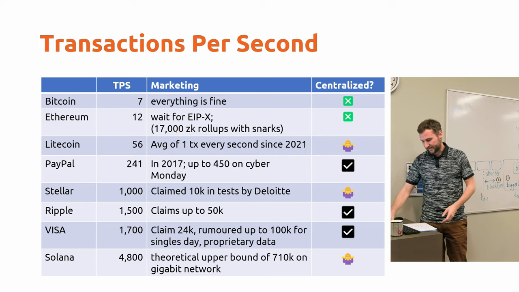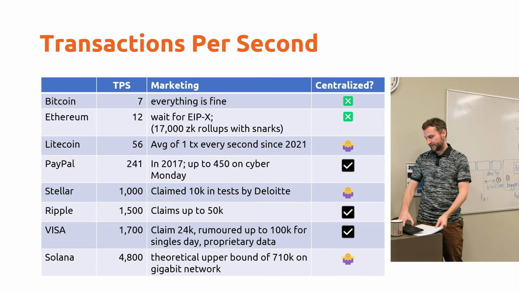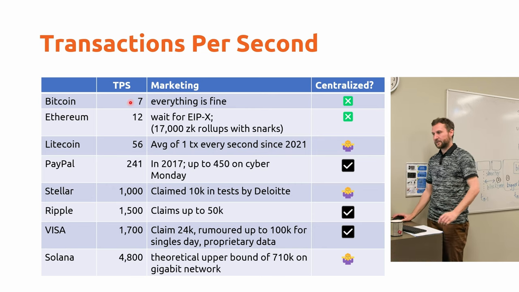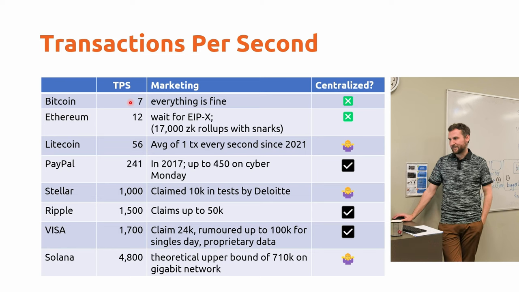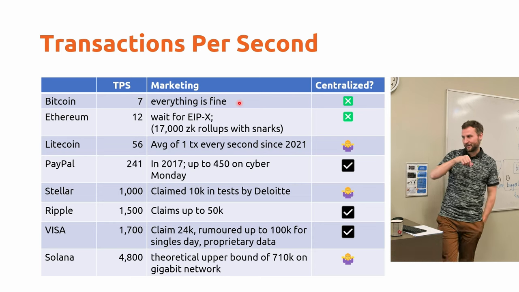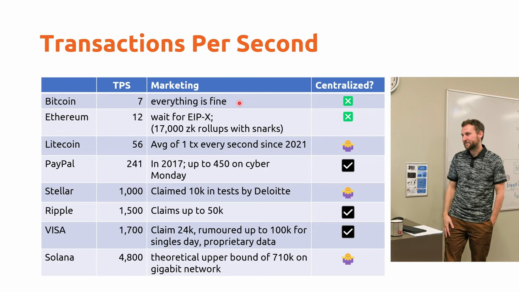Okay, so where are we at now? Isn't this good enough? What do we need to do? So here's a snapshot of some of our systems. Bitcoin at 7, it's at the top of the list, but also it's slow. And the marketing is that everything is fine. Or nowadays, the marketing is more to do with Lightning Network.